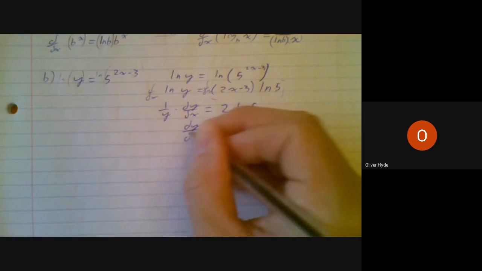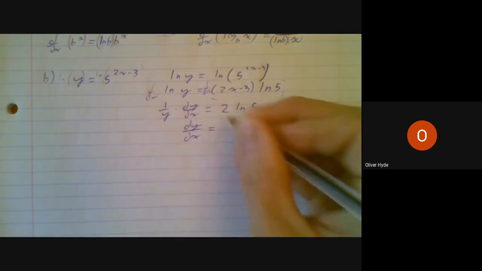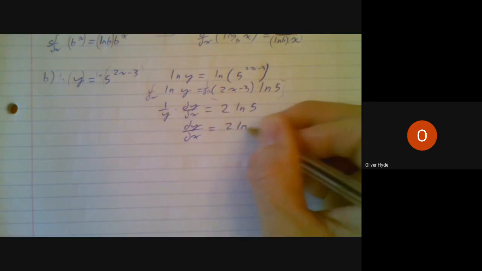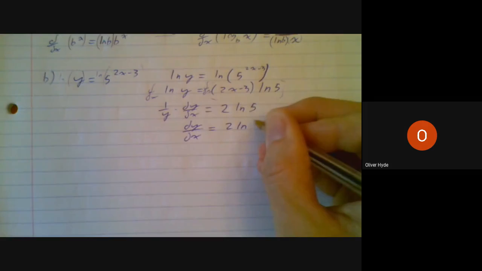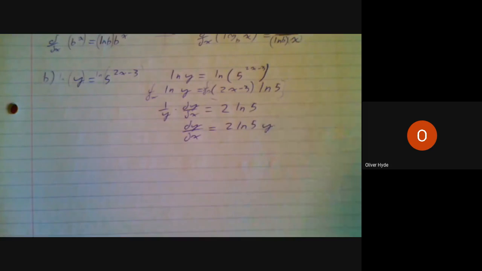I'll isolate dy by dx there. I multiply both sides by y, and I get 2 times the natural logarithm of 5 multiplied by y. But usually, we will be expected to come up with expressions for the derivative in terms of x. You've seen implicit differentiation questions, where you were told to find an isolated expression for dy by dx in terms of x and y.